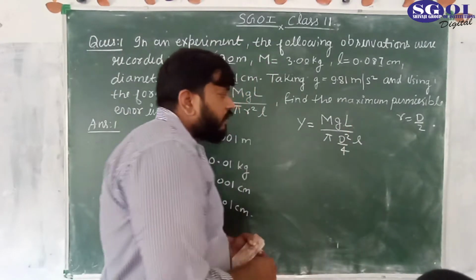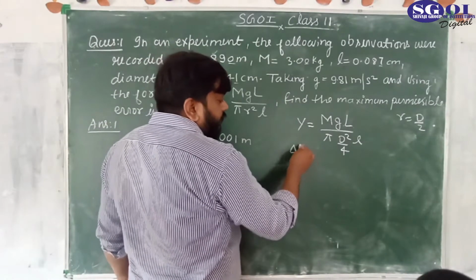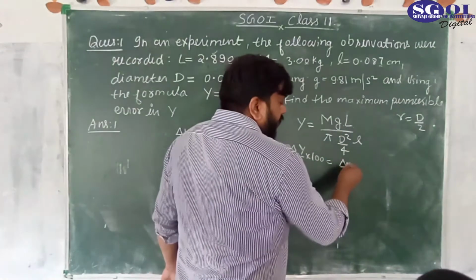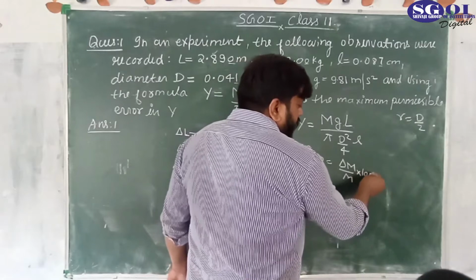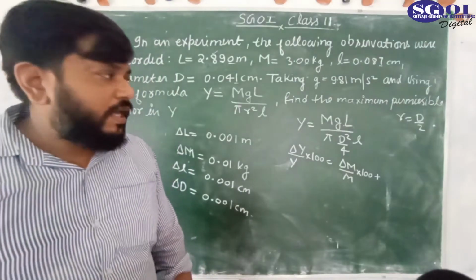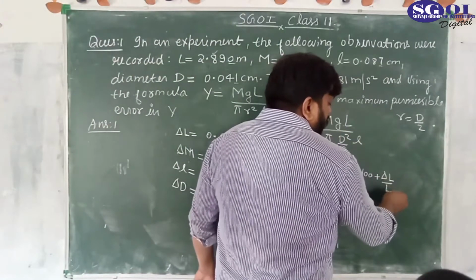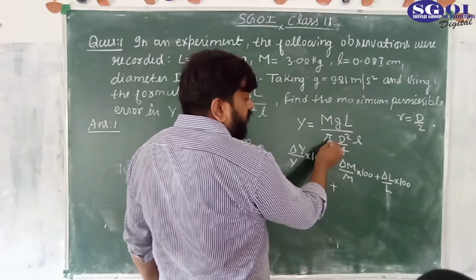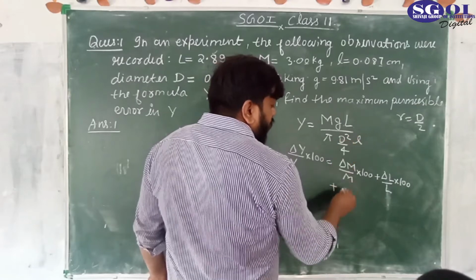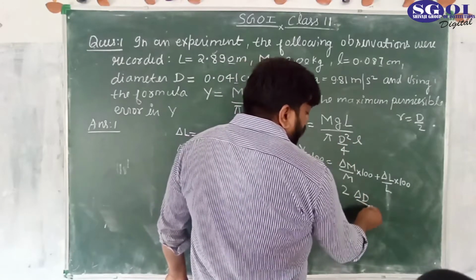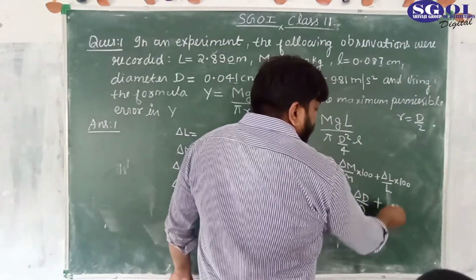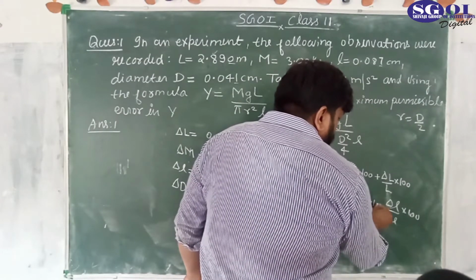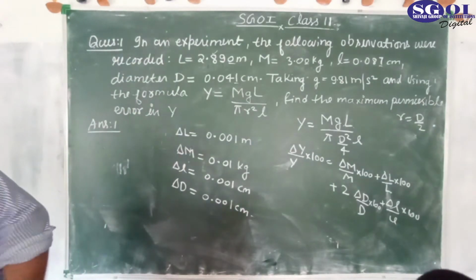Now the error: delta y upon y into 100, the percentage error, by the combination of errors concept. The error in m is delta m by m into 100, plus, we do not consider error in g, so leave it, plus delta l upon l into 100, plus these terms are constants, there is no error. In this term, the exponent is in multiplication, and the error in D is delta D upon D, taken with plus, and again plus delta L upon L into 100. Here also there is into 100. So this is the equation which we have right here.